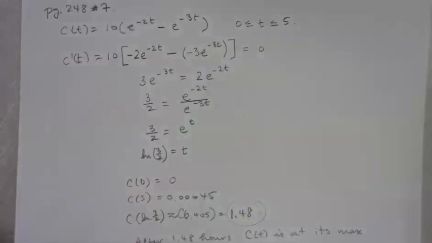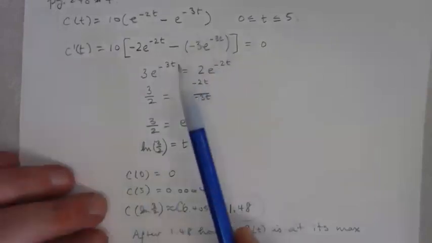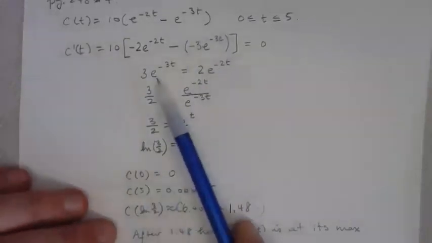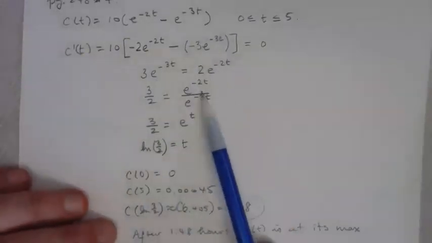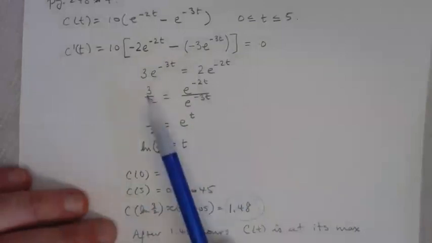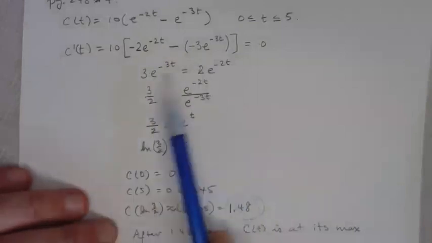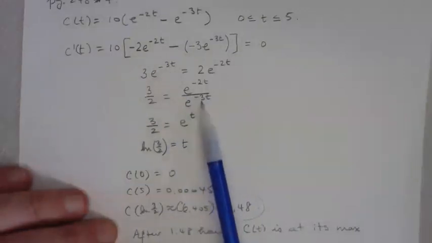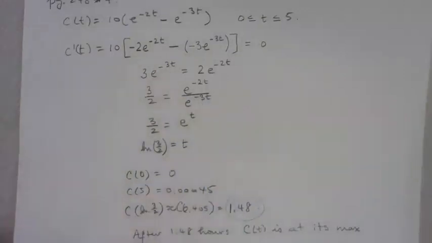All right, any questions? Zaveri, is that a question or is that legacy? Yeah, could you just re-clarify how you got the 3/2, toward the middle part, please? Oh, so what I did is I wanted to bring all the exponential expressions to one side and all the numerical expressions to the other side. So I divided by 2 on the left and I divided by e to the -3t on the right. Okay, yeah, I see.